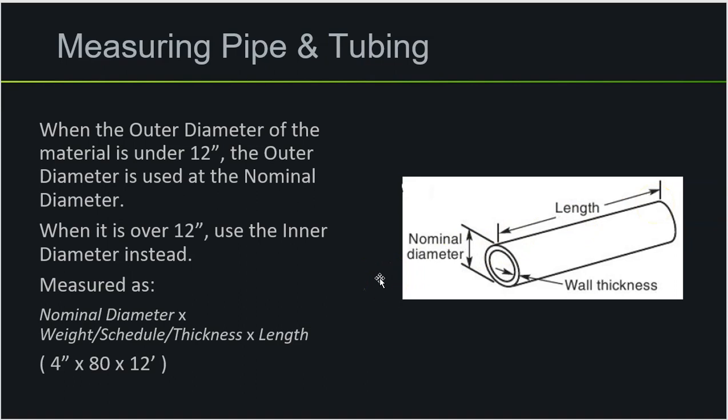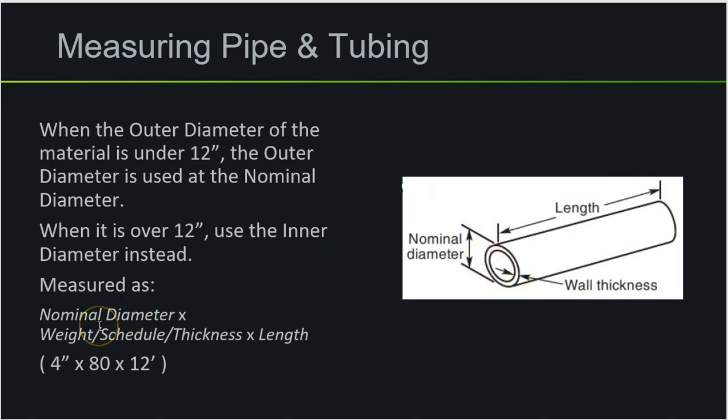So with pipe, there's a little bit of a change up. If the pipe is under 12 inches for its outer diameter, we use the outer diameter. So that is the outer edges of the pipe. That is what we're going to measure for the diameter. Now, once that reaches a diameter over 12 inches, we start using the inner diameter. So it's very important to remember with pipe. If it's 12 inches and under, we use the outer diameter. If it's over 12 inches, we use the inner diameter.